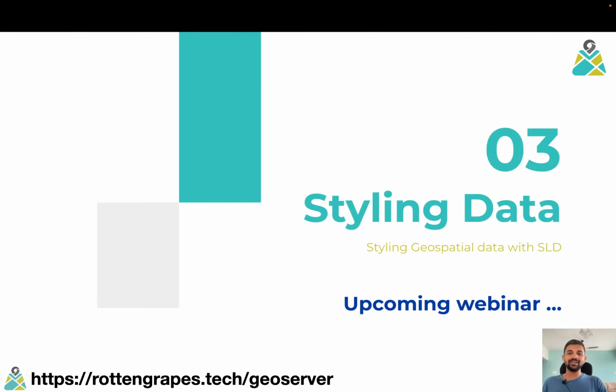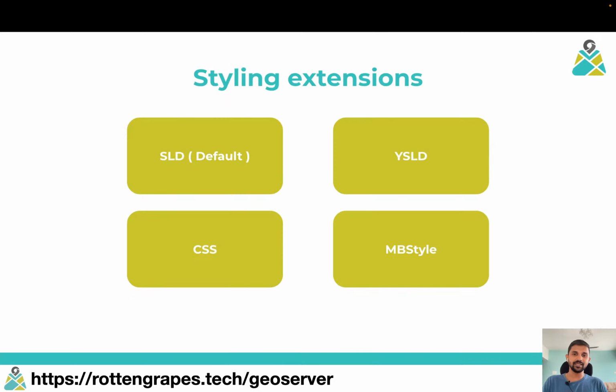Now let's talk about styling data. As I mentioned earlier, styling itself could be a whole webinar. So we'll just touch base and understand the basics of styling in this webinar, and afterwards we will have a dedicated webinar for styling itself. There are four styling extensions available. SLD is the default one. Then you have YSLD, then you have CSS and MBStyle. Depending upon the way you want to write code, you can choose the language that you are interested in.